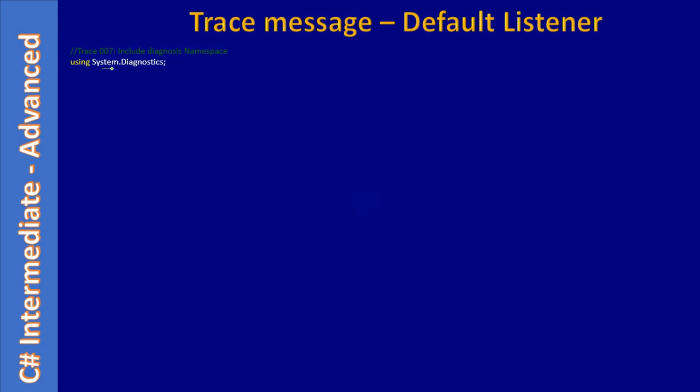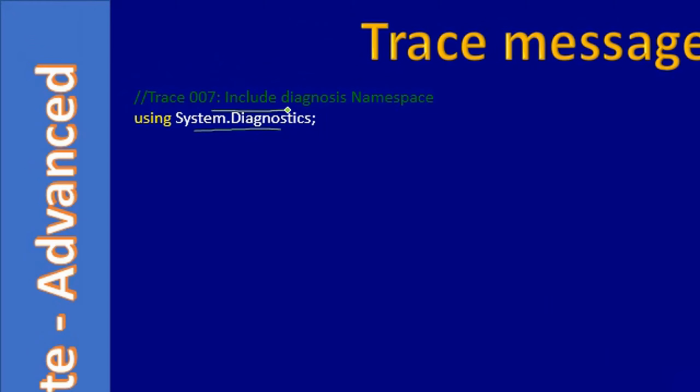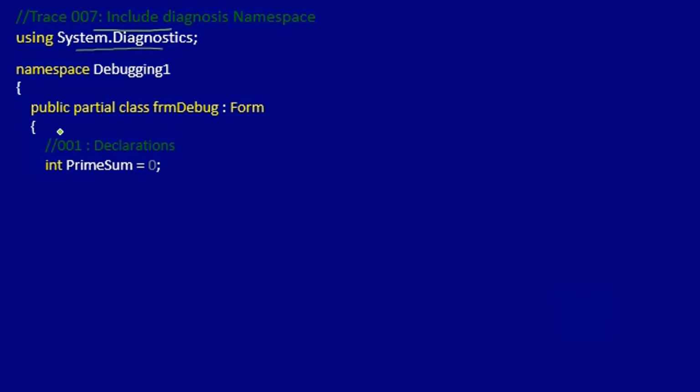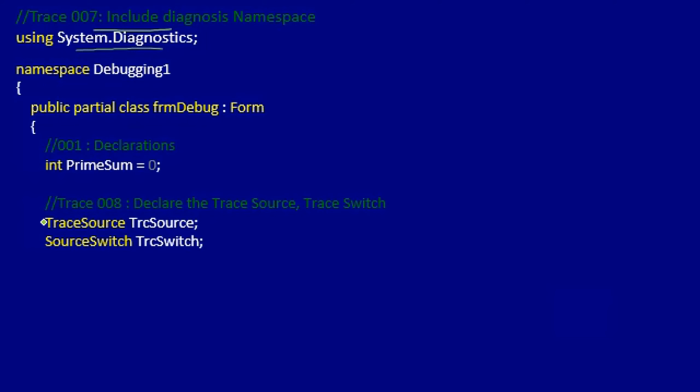So to perform trace, we need to have the system.diagnostics package. So first we will use that using statement in the form, and if you see here, this is our form class, and these codings are from our base, in the sense the sample application will do some prime number calculation. And what is important is here we declare two members. One is a trace source and another one is a trace switch.